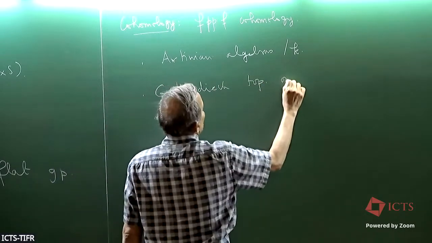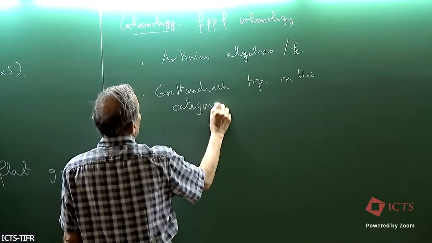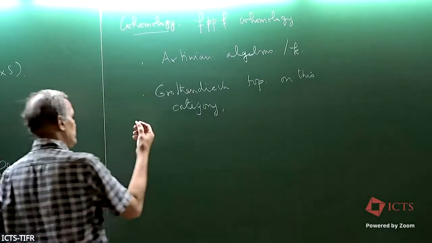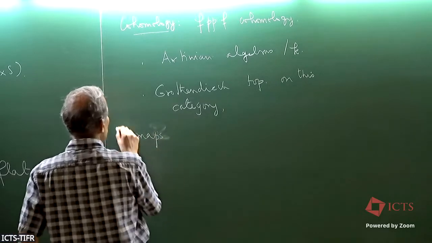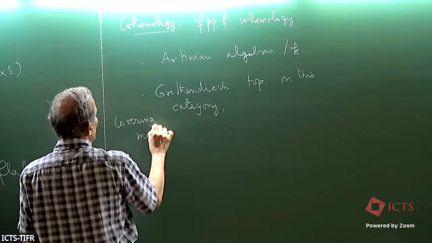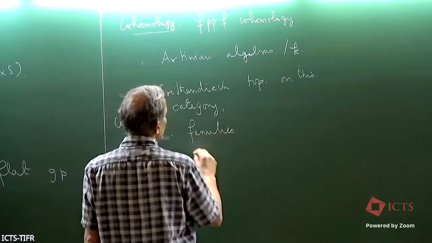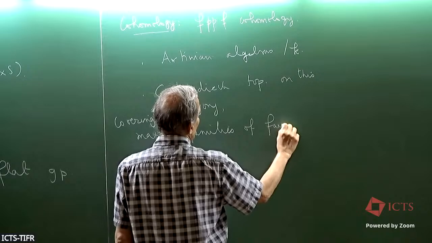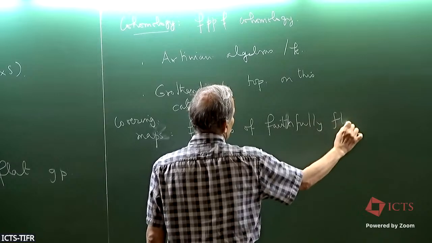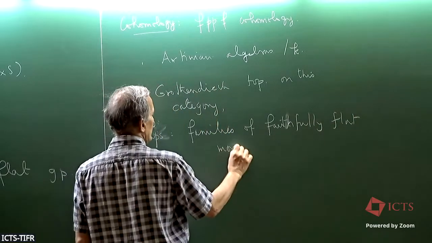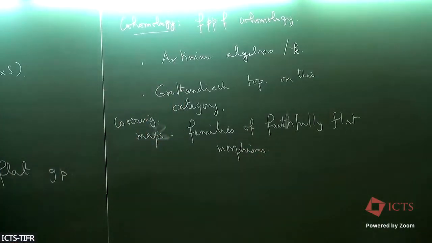On this category, the maps are families of covering maps, or families of faithfully flat maps. Okay, so this gives you a Grothendieck topology.